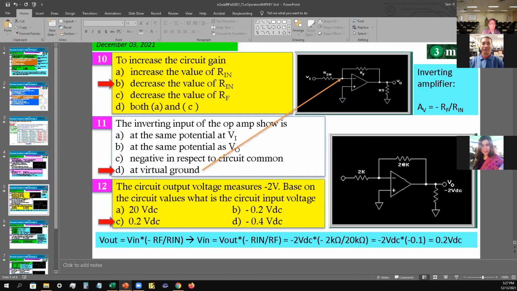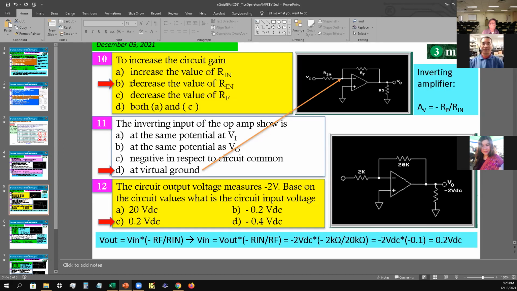Okay, next set. Number 10, to increase the circuit gain. Now this is an inverting amplifier, so it's going to be RF over Rin. To increase the circuit gain, we have to increase RF or decrease Rin.